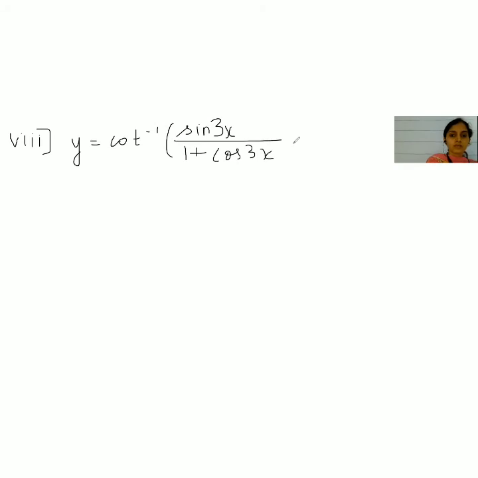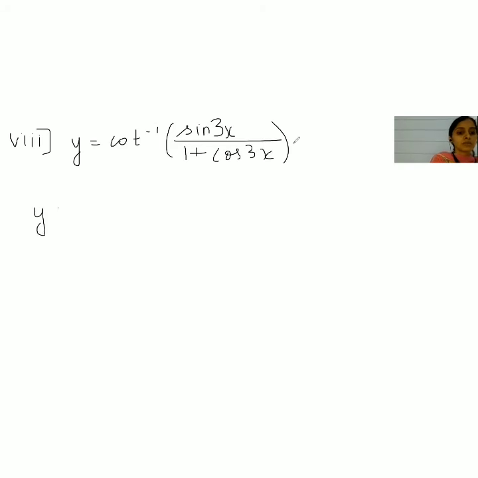So we're doing question 7 now, the 8th one. Okay, so the 8th one will be y is equal to cot inverse of sin 3x upon 1 plus cos 3x. Right? So how can we solve this now? Either I can continue with cot inverse outside and get tan inside, or I can reverse the function.